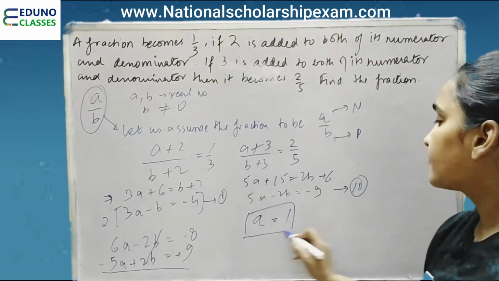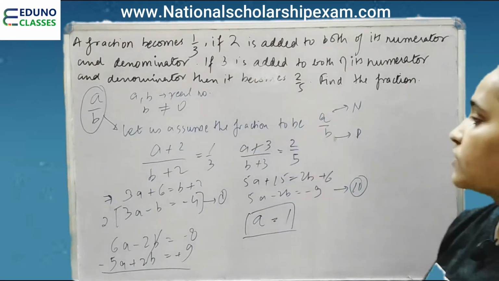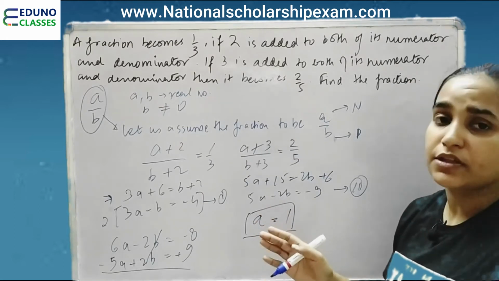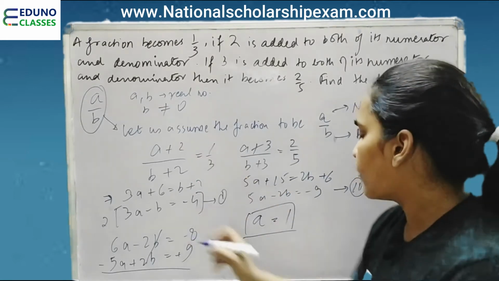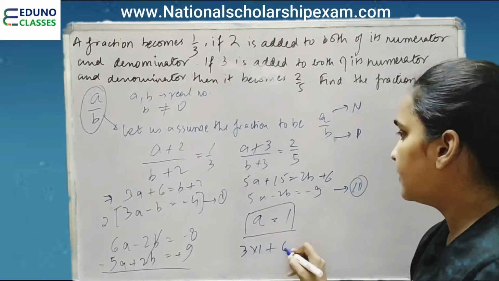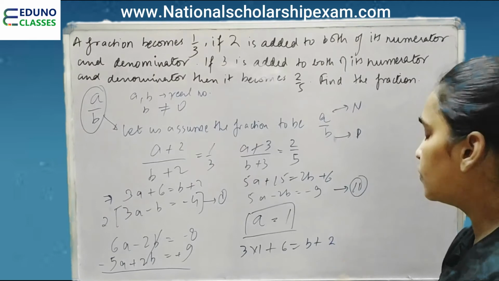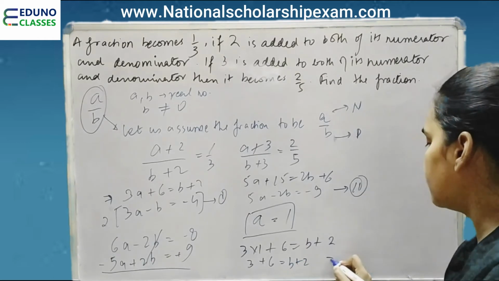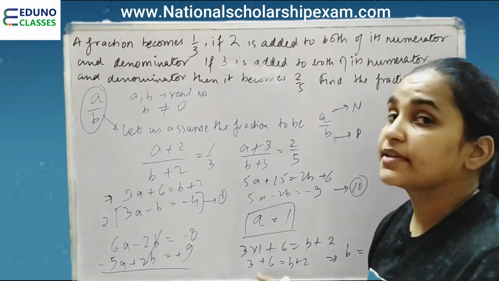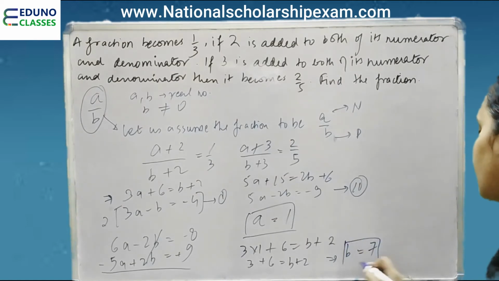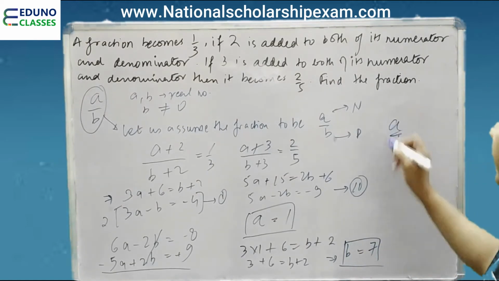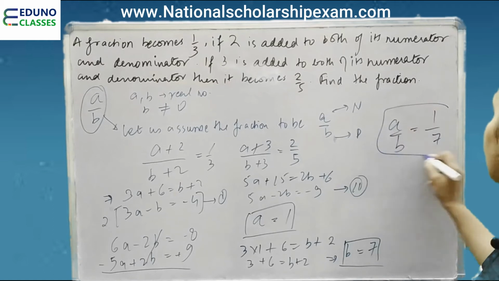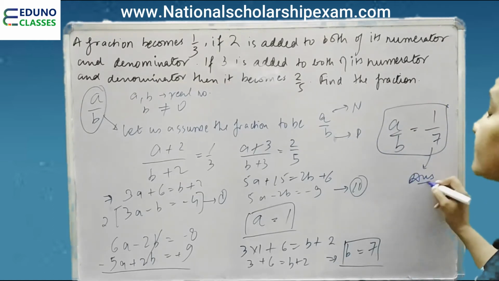So a is 1. Put a in any of these equations. You have 4 options to put the value of a in any equation and find the value of b. Let us put it in this equation. 3 into 1 plus 6 is equal to b plus 2. So 3 plus 6 is equal to b plus 2. From here we get b is equal to 3 plus 6, 9, 9 minus 2, 7. So our fraction is what we assumed, a by b. The value of a is 1 and the value of b is 7. So the required fraction is 1 by 7, and this is our answer.